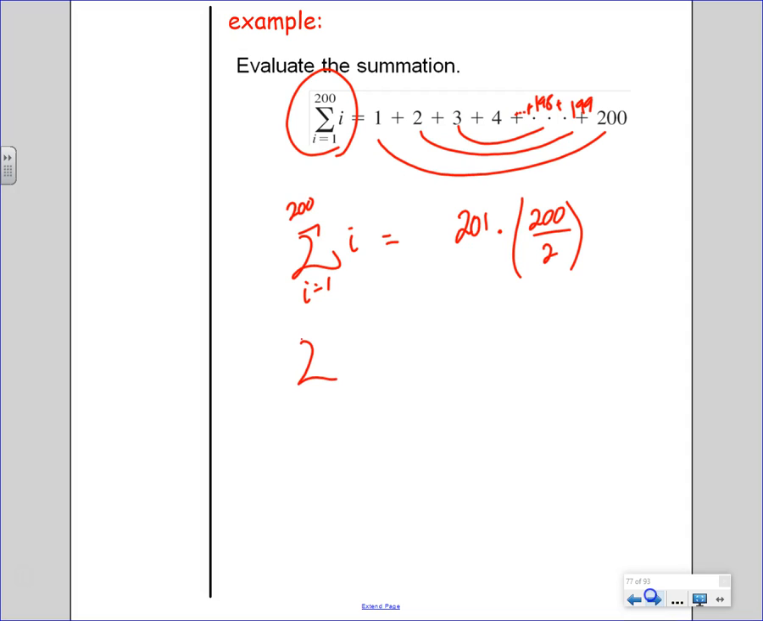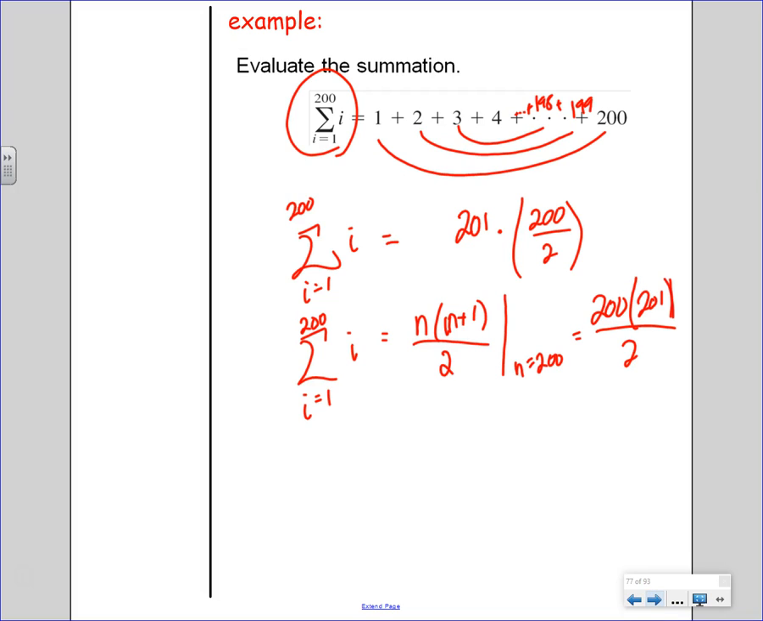Let's see how that measures up with the formula that we have on the page before. So the formula on the page before would say, in order to solve, we would need n times n plus 1 all over 2. And n in this example is 200. So it would be 200 times 201 all over 2. What do you guys notice about these two? They're the same. So whether you think of Gauss's trick or whether you think of the formula, it's going to be the same thing. n times n plus 1 all over 2. And we end up with, we can reduce the 2 and 200 to be 100. And then we add 2 zeros to that guy.